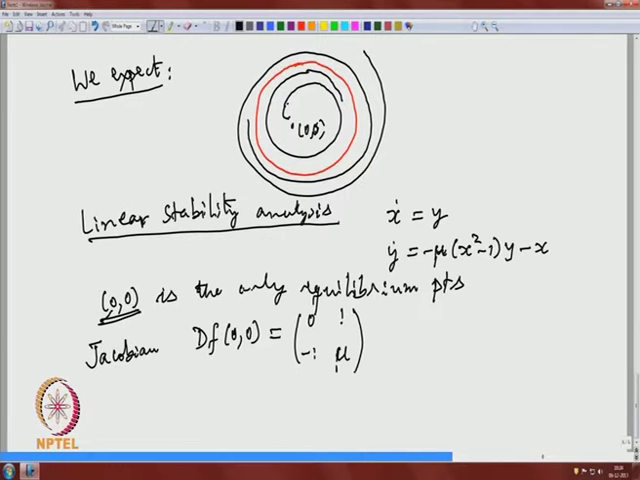Okay. So, the eigenvalues are given by 1 by 2 times mu plus or minus square root of mu square minus 4. Okay.